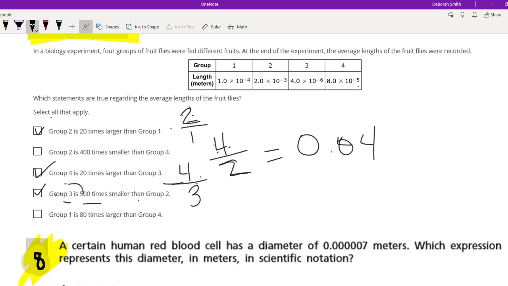Group 1 is 80 times larger than group 4. So if I do group 1 divided by group 4. Will I get what I'm looking for? Well, I get 80. 1 times 10 to the negative 4 divided by, in parentheses, 8 times 10 to the negative 5th. I did not get 80, so I'm not going to pick that one. And that was a lot of time on that one problem.